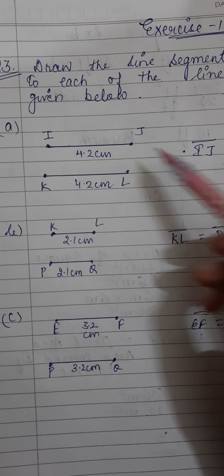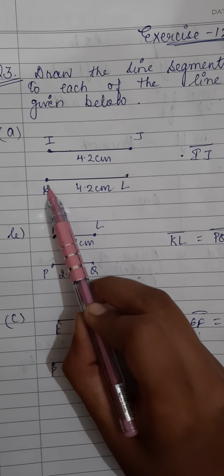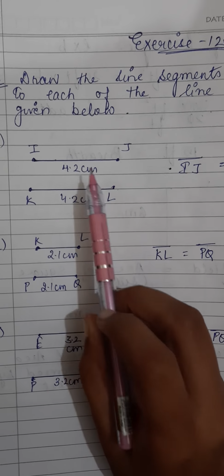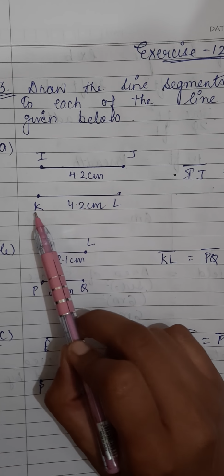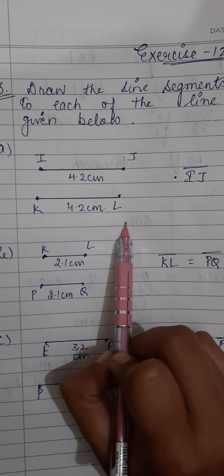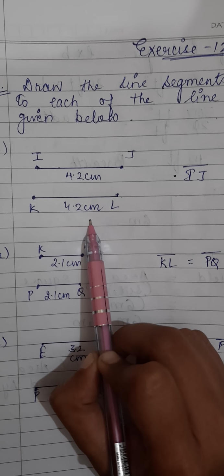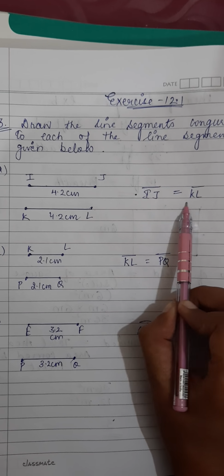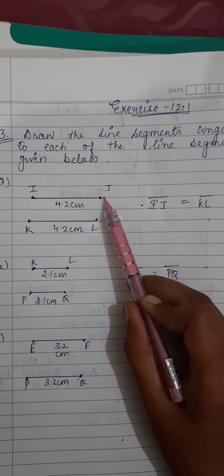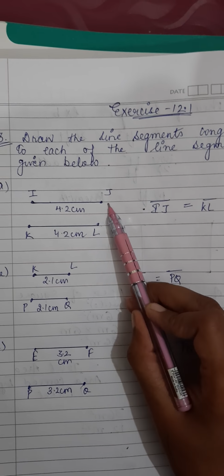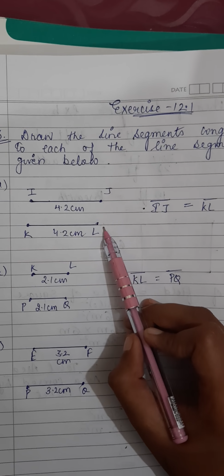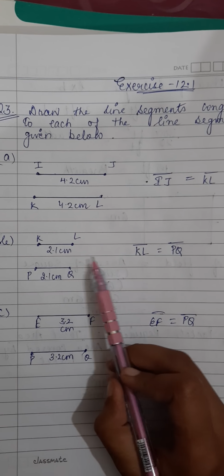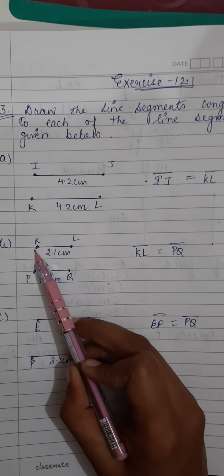Congruent line segment means same line segment of the same measurement, but the names have to be different. If the first one is IJ, name it with a different name, let it be KL, but the measurement has to be the same. It has to be 4.2. So this means IJ is equal to KL. They both are equal, they both are of the same shape, they both are of the same size. Names are different, that's it. So that means they are congruent. Line segments are congruent.